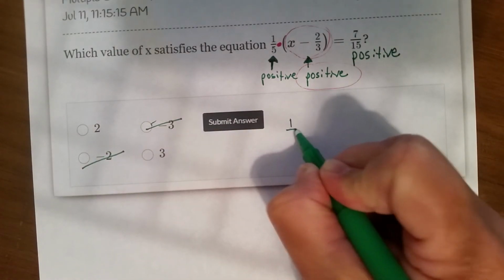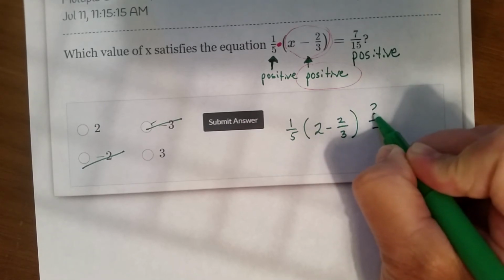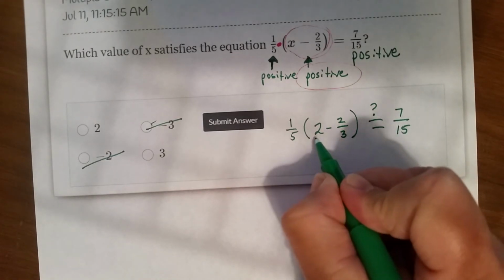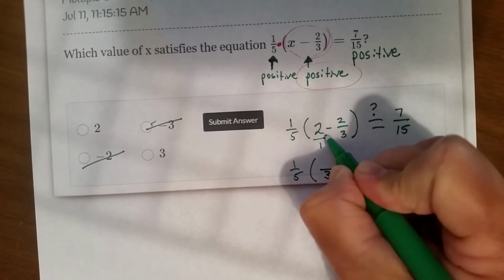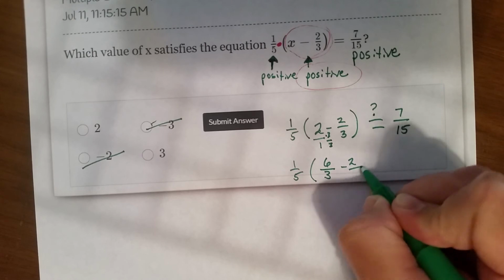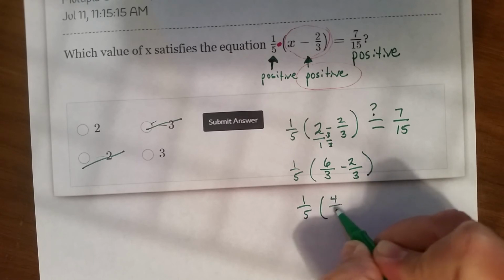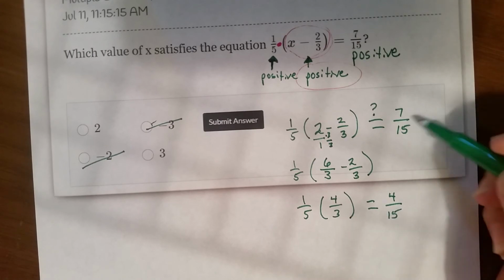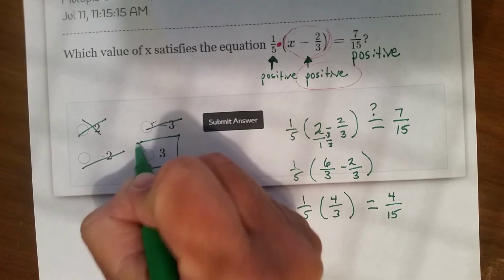So I have 1/5 times 2 minus 2/3. Does that equal 7/15? Okay, so I need to get a common denominator, so I have 1/5, and then if I want to write this as thirds, I multiply numerator and denominator by 3. 2 times 3 is 6/3, minus 2/3. 1/5, 6 minus 2 is 4, 1 times 4 is 4, 4/15. That's not what I want. So it's not going to be 2, so it looks like it's going to be 3.